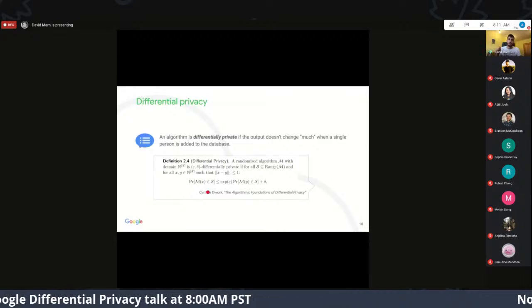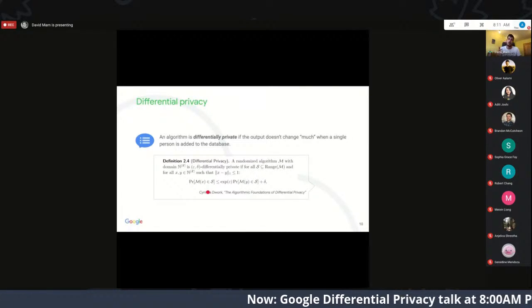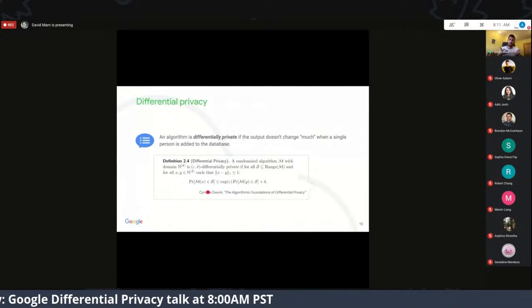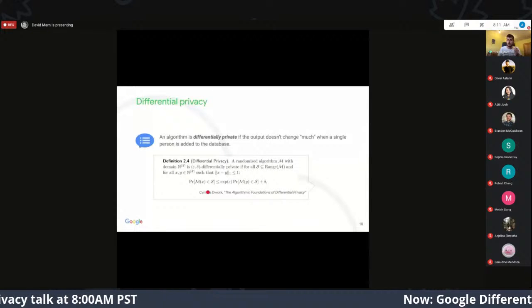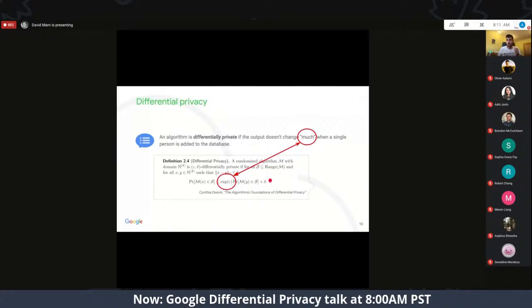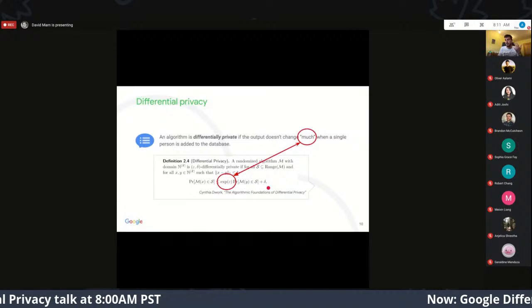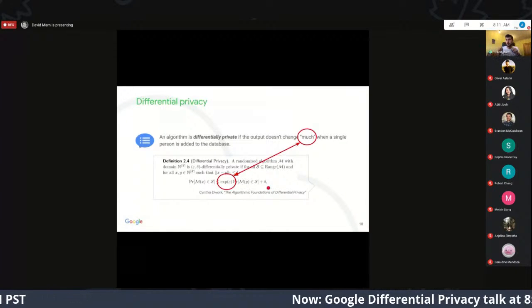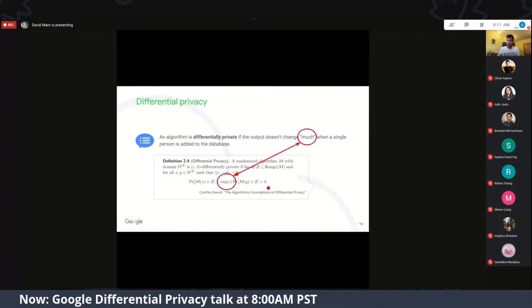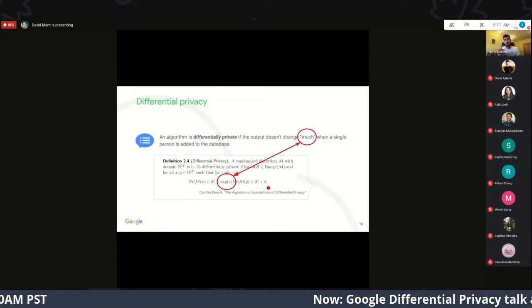So let's go to the mathematical definition, where we say that an algorithm is differentially private if the output does not change much when a single person is added to the database. And here we can quantify this with this parameter epsilon, as well as this parameter delta. These are two mathematical variables that we can use to fine-tune the amount of privacy that we will add. So let's maybe go through an example to make this concept of differential privacy a little bit clearer.